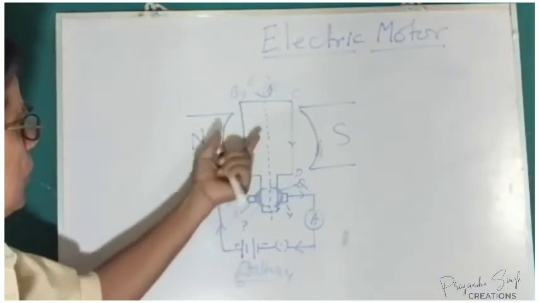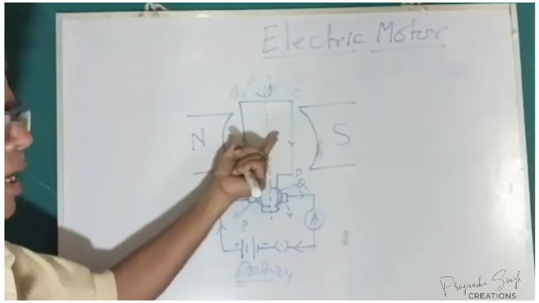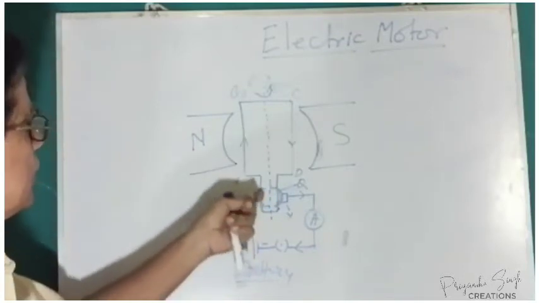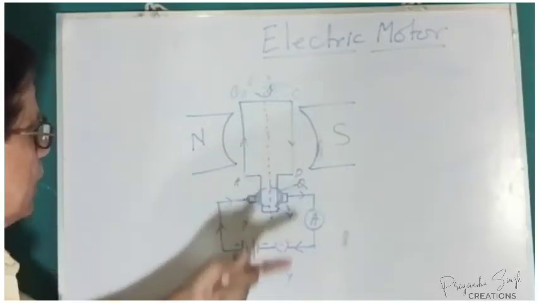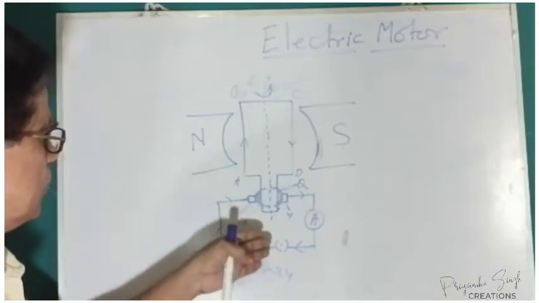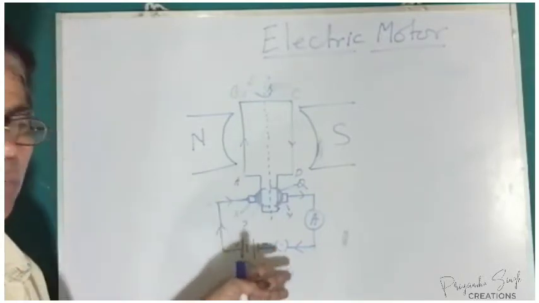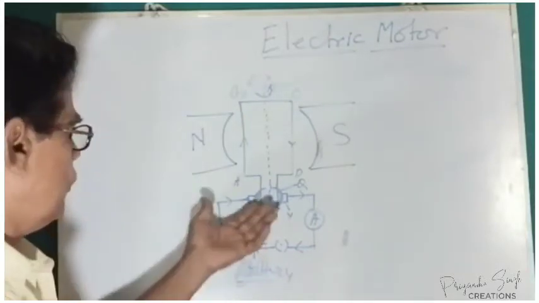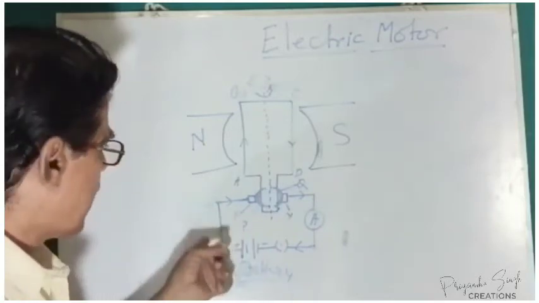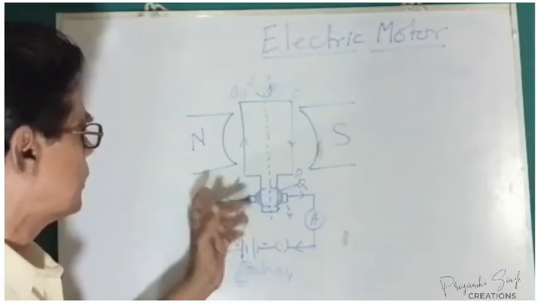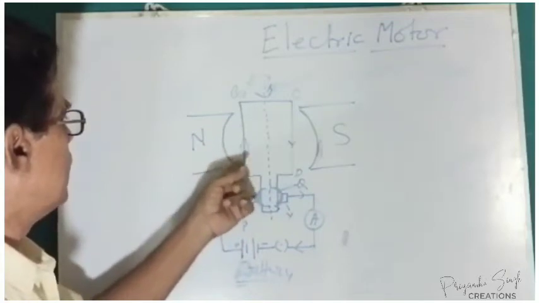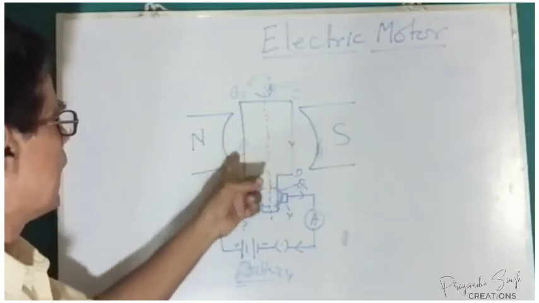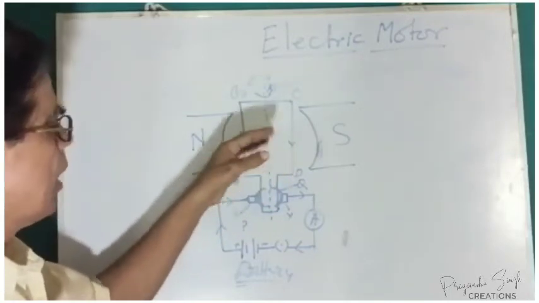Now, how does the rectangular coil rotate about its axis in this magnetic field? It can be explained on the basis of Fleming's left hand rule. We will see here that the direction of electric current outside the circuit is the same, but the direction of current in the parallel ends of the coil gets changed after each half turn.